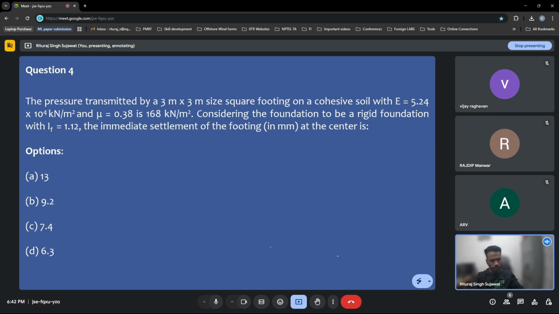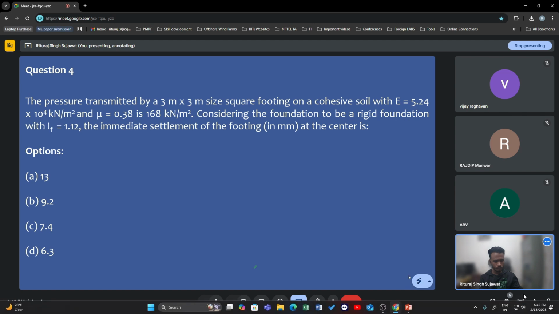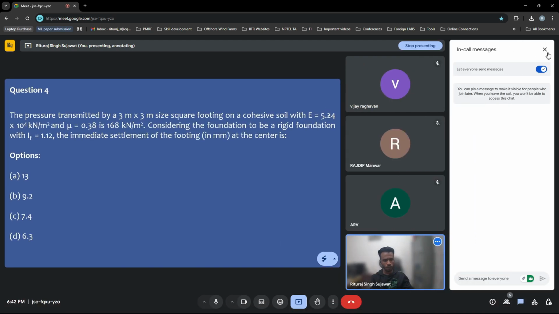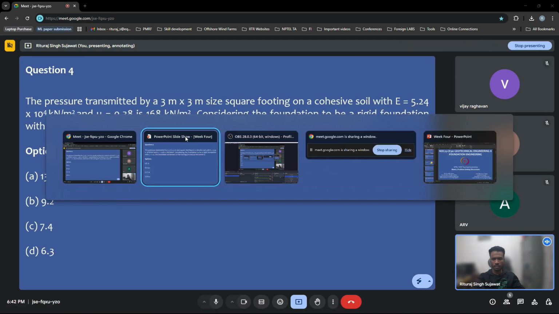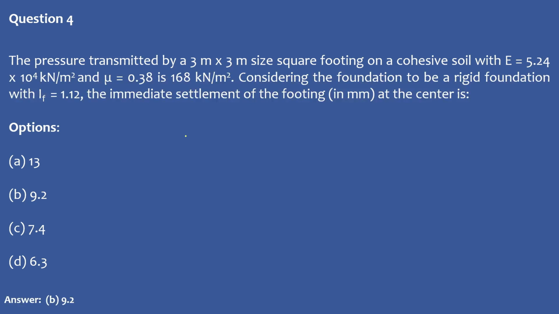Any answer, guys? So let's check on this. The answer is 9.2. Usually the immediate settlement is given by q into b into 1 minus mu square by E into IF.